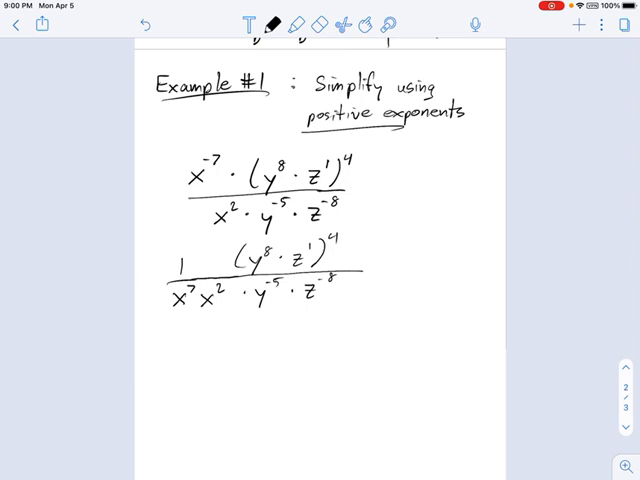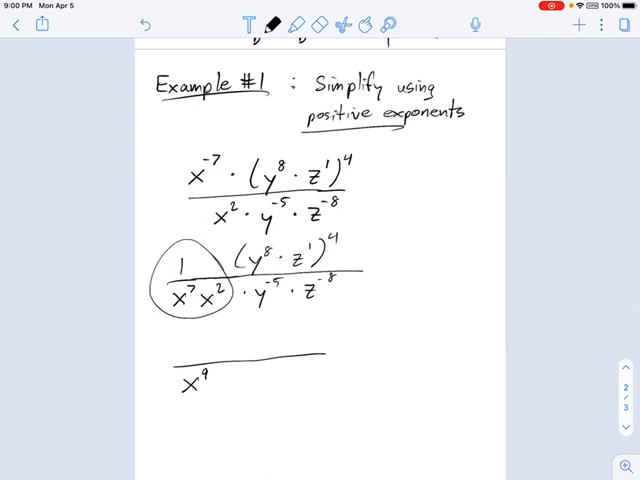Now, x to the 7th times x squared, remember the property, the product rule of exponents, that's going to be equal to x to the 9th. So on the bottom of this exponent, I will have x to the 9th. Now moving on to the y's.